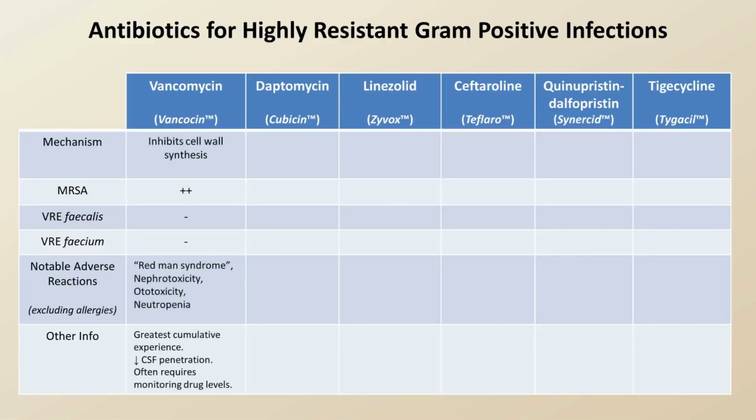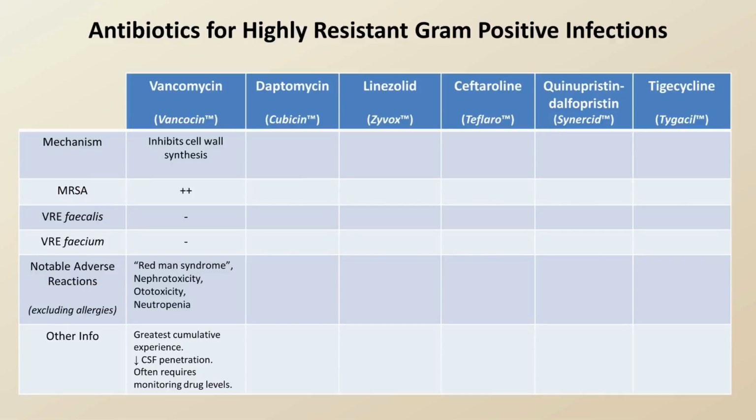Vancomycin, as you may recall from the last lecture, inhibits cell wall synthesis. It has excellent coverage of MRSA, but by definition, no coverage of VRE. Its notable adverse reactions include red man syndrome, sometimes known as red neck syndrome, which is a rash or flushing of the face, neck, and upper torso. It appears during infusion or within minutes of completion, is due to non-specific mast cell degranulation and not a true allergy, and can be avoided by slowing the infusion rate down. Vancomycin can also cause nephrotoxicity, ototoxicity, and neutropenia.